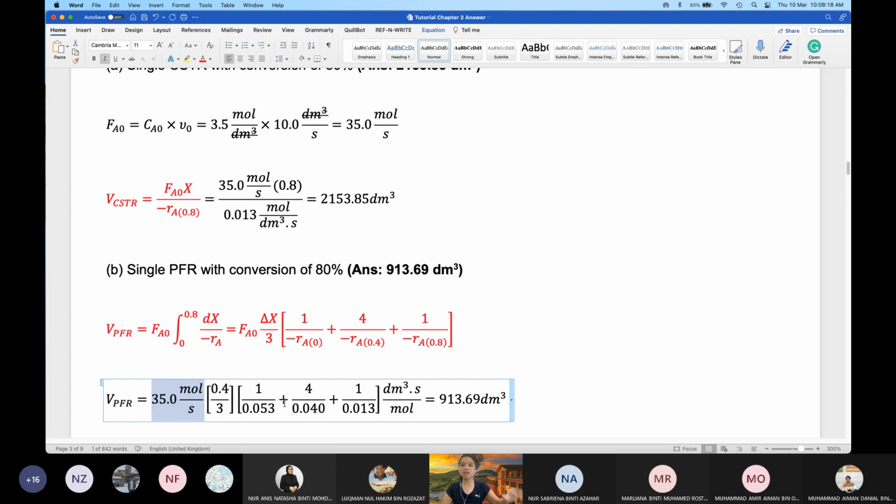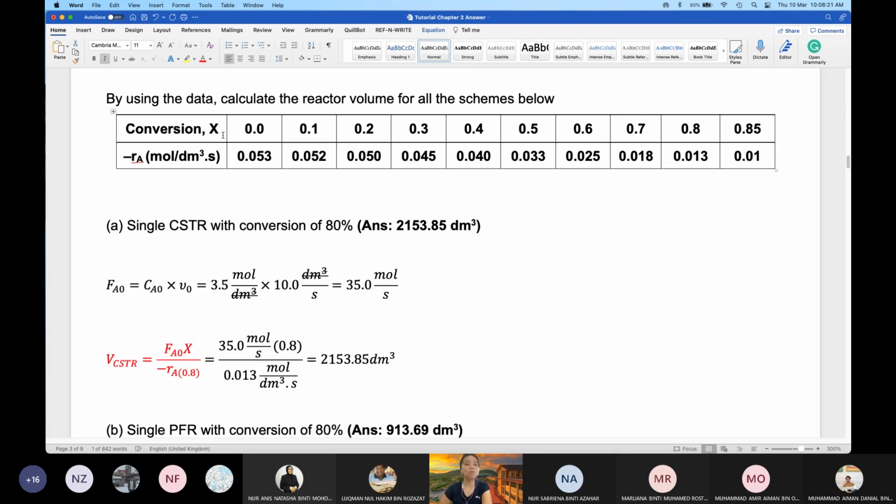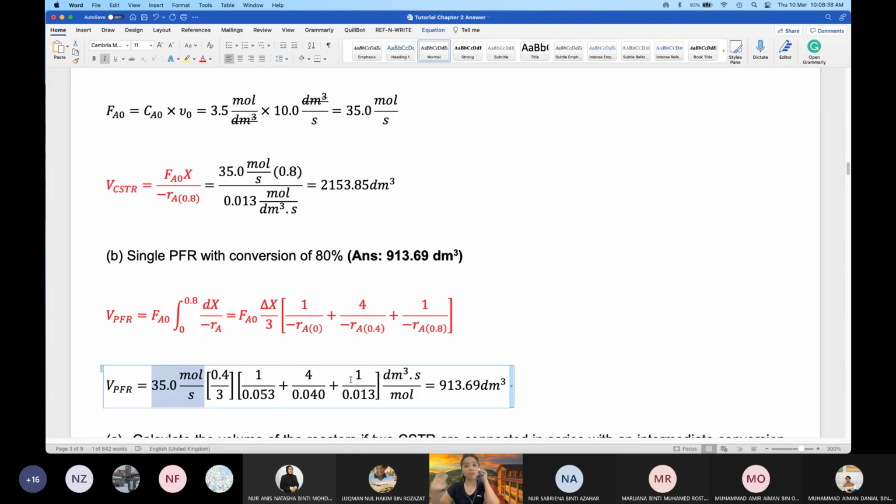Okay, in the bracket, look at the table. When my x is 0, minus RA is 0.053. When my x is 0.4, minus RA is 0.040. When my x is 0.8, minus RA is 0.013. So you just replace with the values. Don't forget, you have to divide by the value. If you calculate correctly, you get the volume as 913.69 dm3. So this is the volume of a single PFR if we want to achieve conversion of 80%. So done for these two questions.